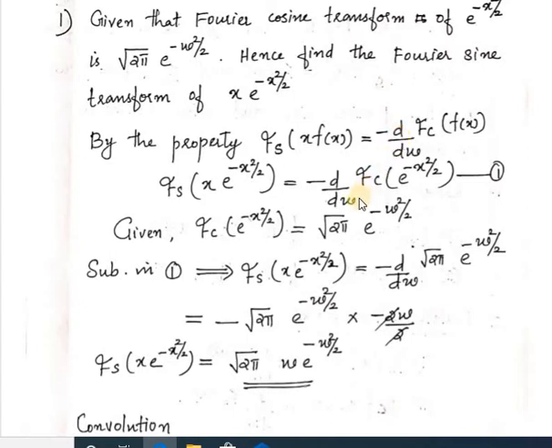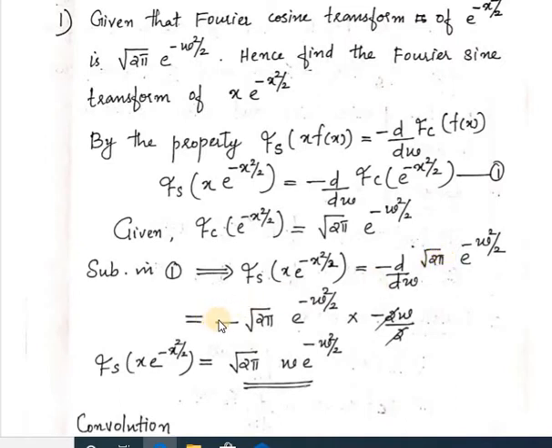That is minus d by d omega of Fc of f of x. Here f of x is this term e raised to minus x square by 2, and given that the Fourier cosine of e raised to minus x square by 2 is root 2 pi e raised to minus omega square by 2. Now we can substitute the value here. So it becomes minus d by d omega of root 2 pi e raised to minus omega square by 2.